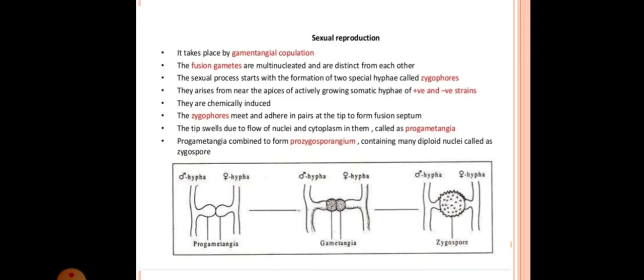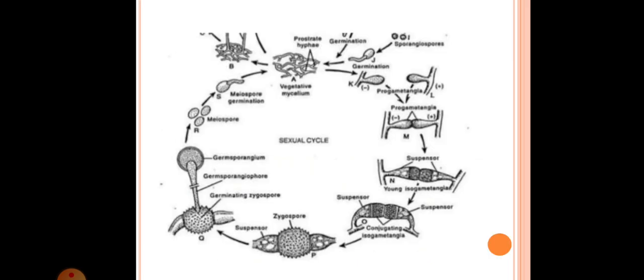Progametangia combine to form a prozygosporangium containing many diploid nuclei. This is called a zygospore, and after it is produced, it forms a new mycelium, or new mucor mycelium, and produces a new mucor colony. And here you can see the sexual cycle. Here is the vegetative mycelium.